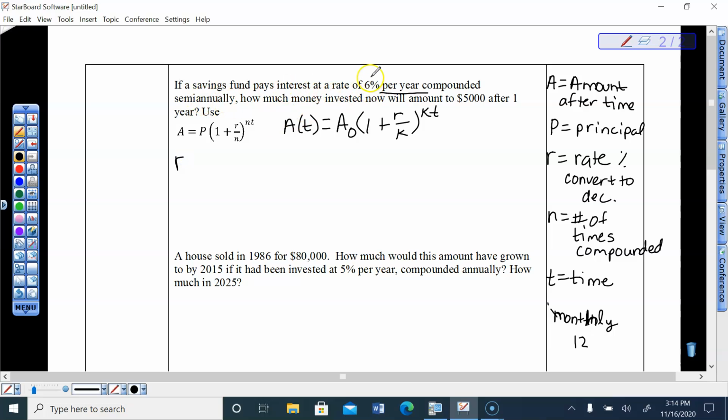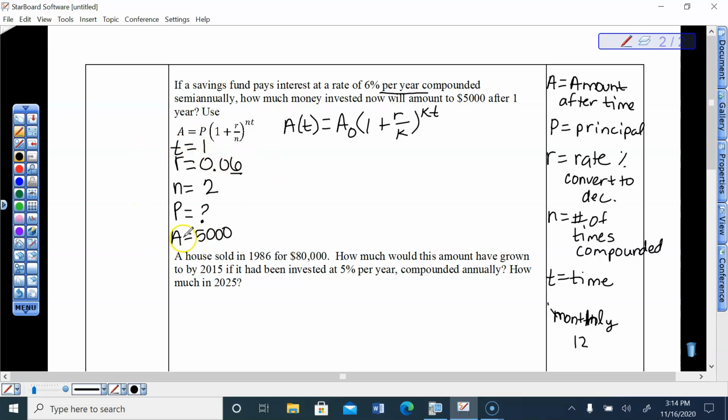Okay, so we have a rate. Let's go back. It says 6% per year. So our rate converted to a decimal would be 0.06. So basically 6 pennies for every dollar. It says compounded semi-annually. So that would be twice a year, 2 times a year. How much money invested now? So our principal is what we're looking for. What are we starting with? Will amount to 5,000 after 1 year. So I've got to squeeze our time in here. I'll just put it up here. Our time is 1 year.